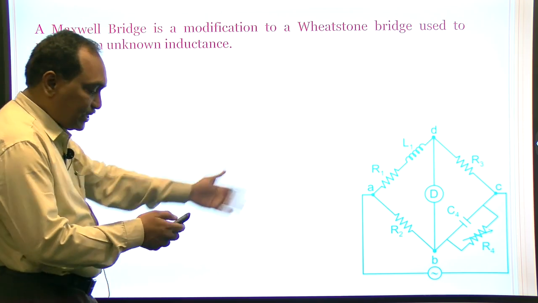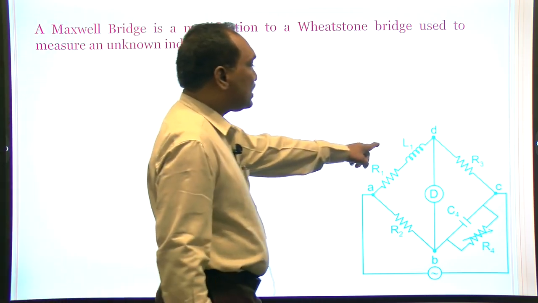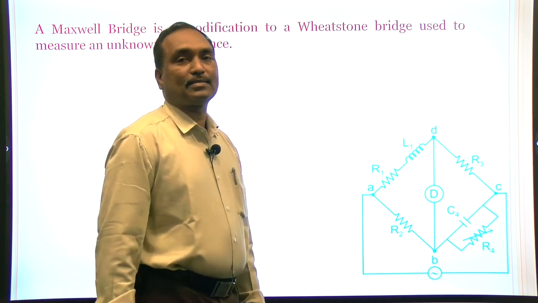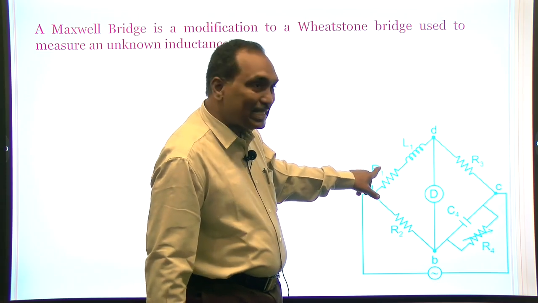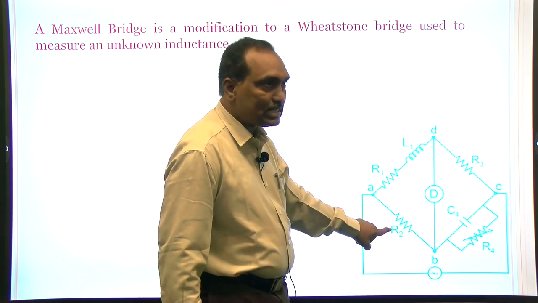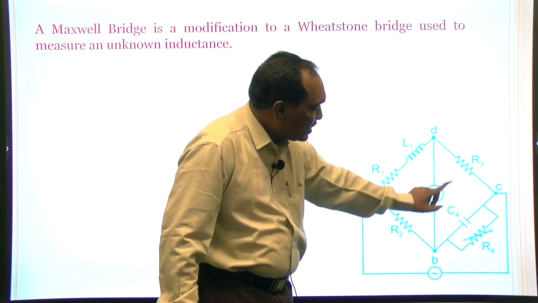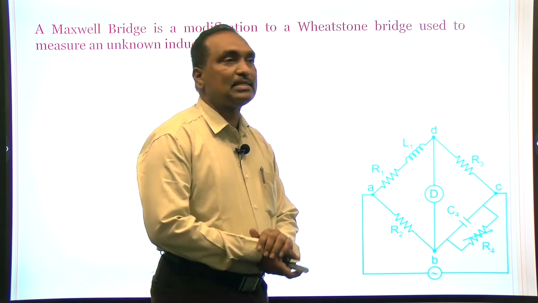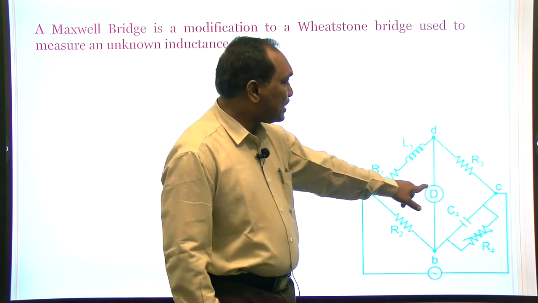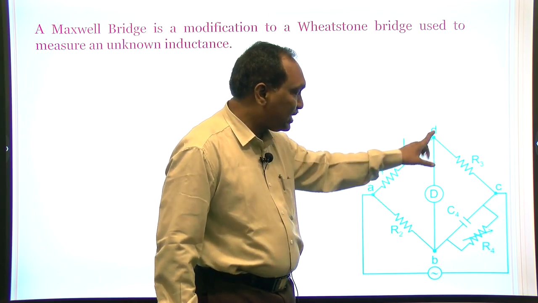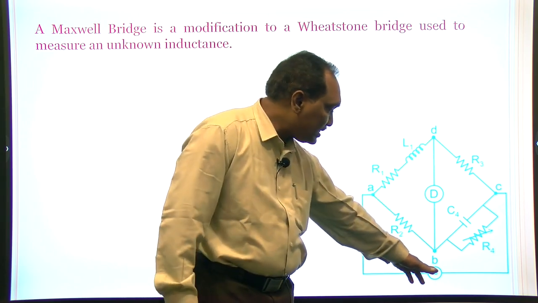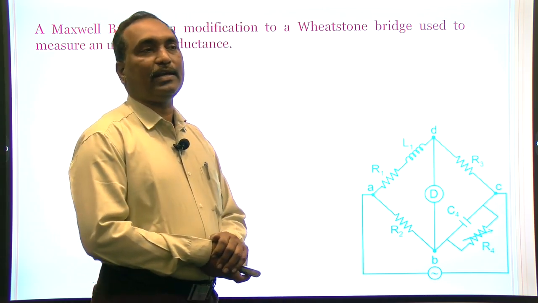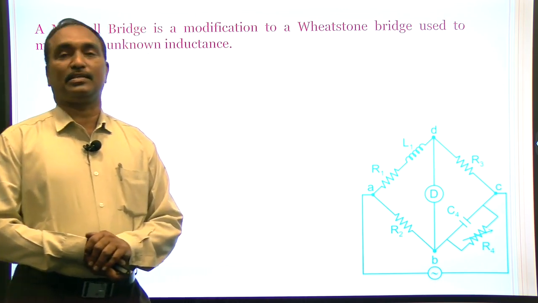In this diagram, L1 is the value of inductance to be calculated, that is, the unknown inductance. R1, R2 and R3 are known resistances, C4 is the variable, known capacitor, and R4 is the variable, known resistance. D is the galvanometer connected between points B and D, and this is the alternating current source.